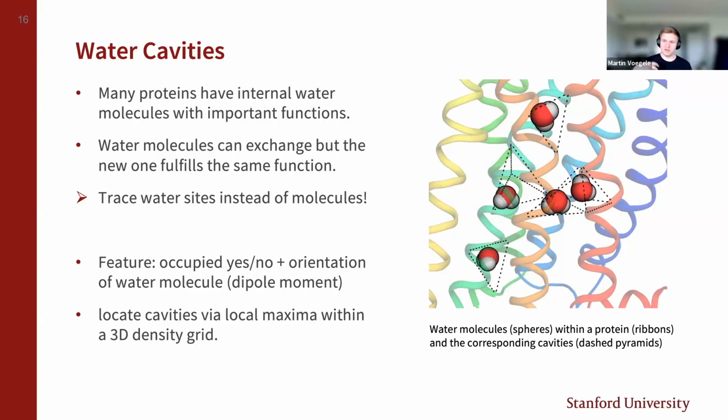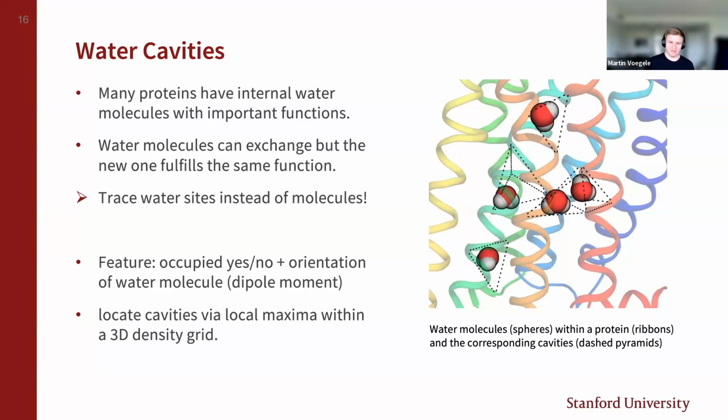So if you trace one water molecule, but it changes place with another molecule, then the new water molecule will take the position of the old one. So what we usually trace is the water site and not the explicit water molecule itself. We featurize whether a water site is either occupied or not, and if it is occupied, we use the dipole moment of the water molecule, like the angle with respect to the z-axis, as our feature.